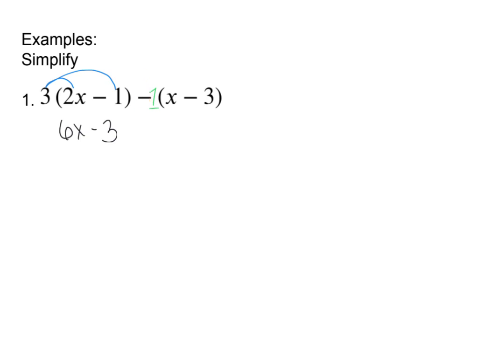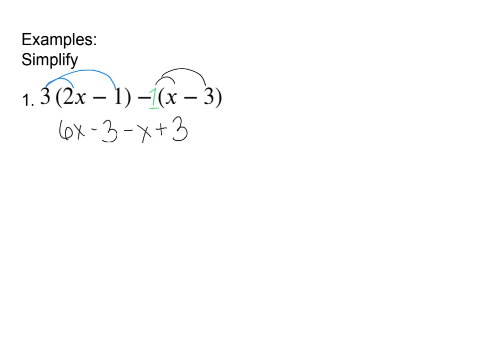So we are going to go ahead and distribute that negative 1 just like we did with the 3. Watch your signs and be careful. Negative 1 times x is negative x. But be careful here, a negative times a negative is going to make a positive 3.